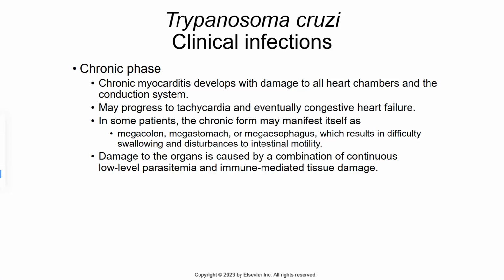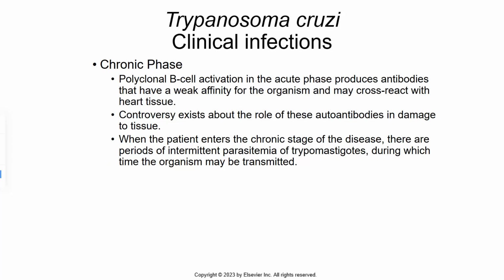In some patients, the chronic form may manifest itself as megacolon, megastomach, or megaesophagus, which results in difficulty swallowing and disturbances in intestinal motility. Damage to the organs is caused by a combination of continuous low-level parasitemia and immune-mediated tissue damage. Polyclonal B cell activation in the acute phase produces antibodies that have weak affinity for organisms and may cross-react with heart tissue. Controversy exists about the role of these autoantibodies in damage to tissue. When the patient enters the chronic stage of the disease, there are periods of intermittent parasitemia of trypomastigotes, during which time the organism may be transmitted.